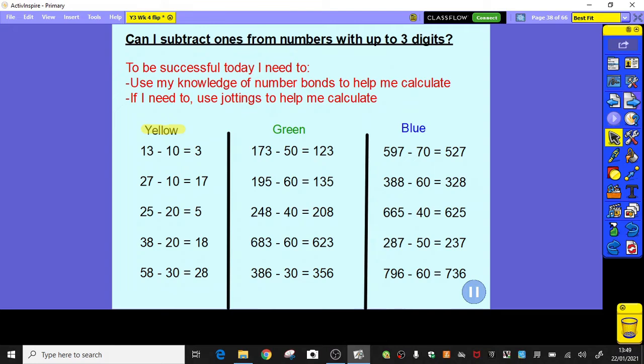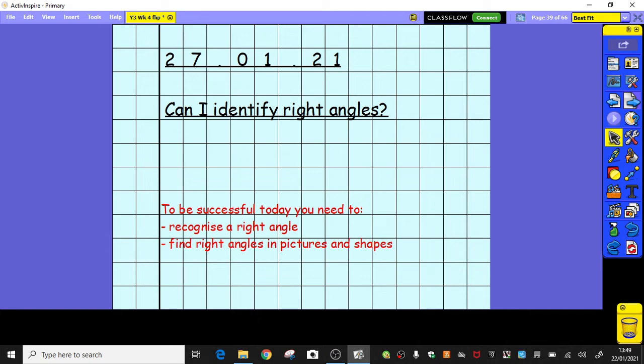Great job. Right, well today we are going to be having a look at right angles, and our lesson today, can I identify right angles? So to be successful today, you need to be able to recognise a right angle, and you need to be able to find right angles in pictures and in shapes.